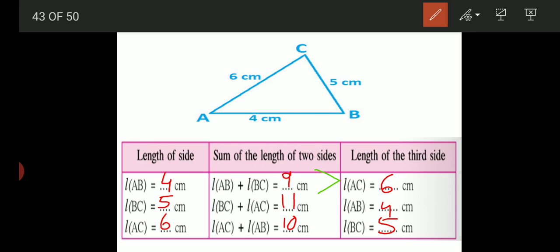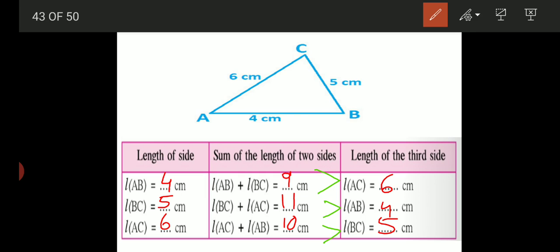Then again in the next line you can see if we take a combination of side BC and AC, we come up with the value 11. So 11 is again greater than the third value, which is only 4 centimeter, which is of side AB. Okay, and in the third line we again see that when we take a combination of AC and AB, we get the final value 10 centimeter, which is again greater than the number 5, which is the third value, that is of length BC.